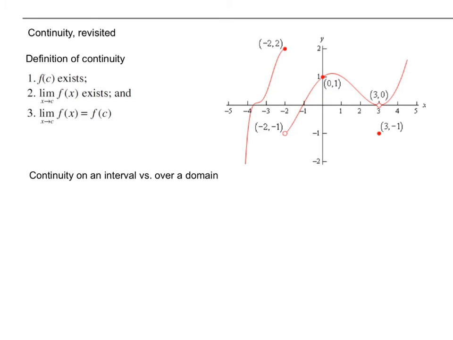So in a very simplistic way, we would say things are continuous if I could draw along with my pencil and not have to pick it up. But that's not really a good definition of continuity. So here was our definition of continuity. We said that, first of all, f of c has to exist. So there can't be any holes in this graph. F of c has to exist.